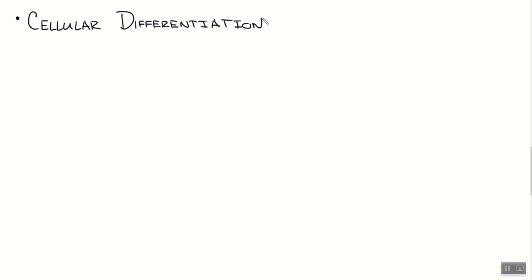All right, so for cellular differentiation, we're going to look at this with a picture, but we're just going to say that this is the process that makes special cells, or specialized cells.